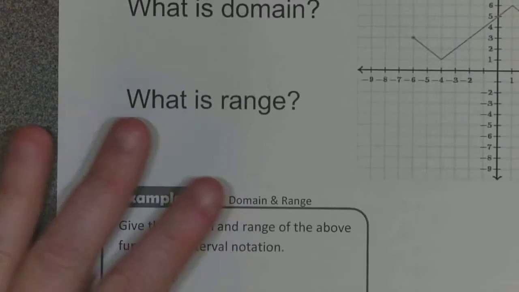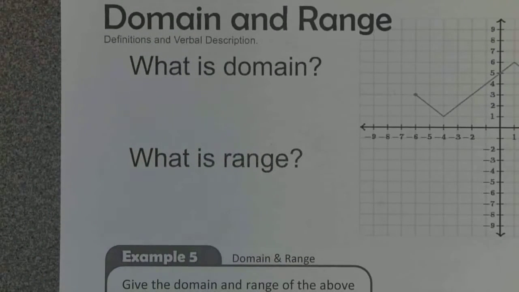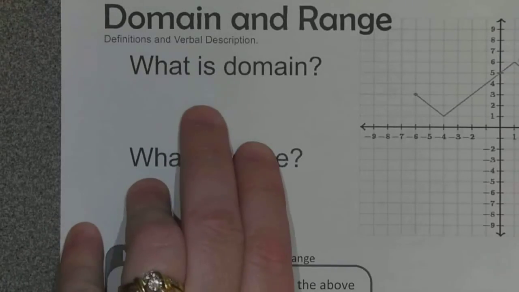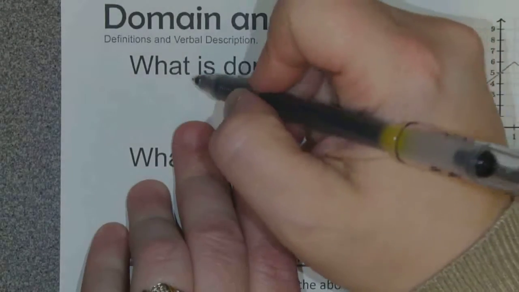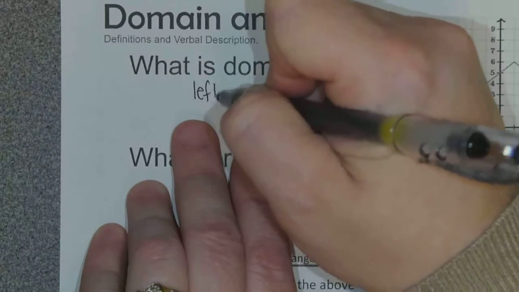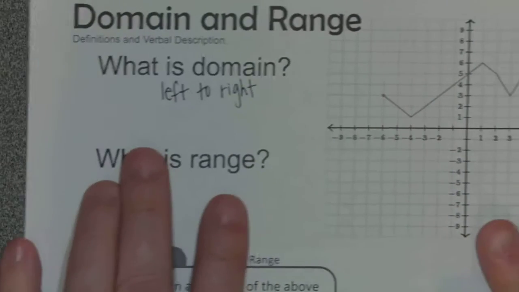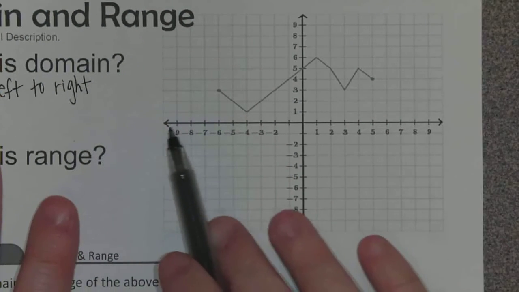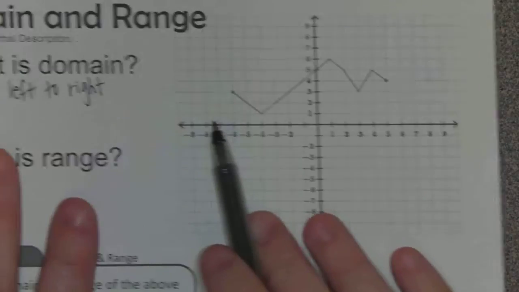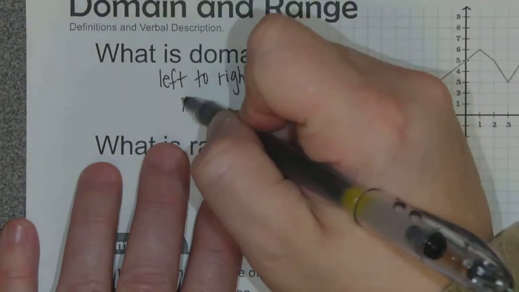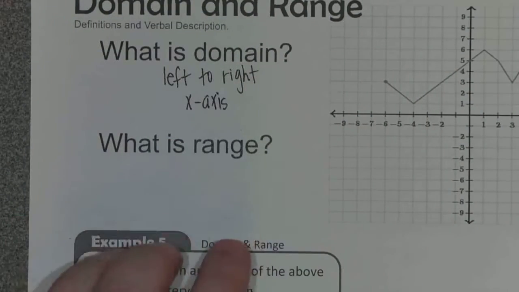All right, so why do we need to know how to do interval notation? It's so we can find our domain and range. If I wanted to tell you how we would find domain, I would explain it as looking at your graph from left to right. And when we look at our graph from left to right, we would look at the x-axis because the x-axis moves from left to right. So I just want to put a note here that you're looking at the x-axis.